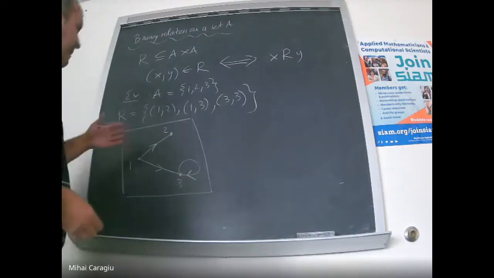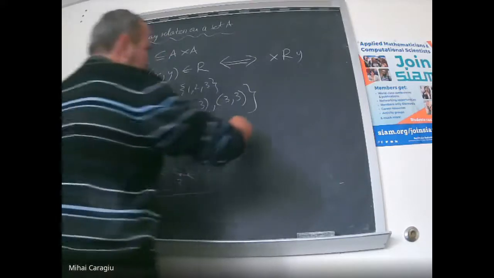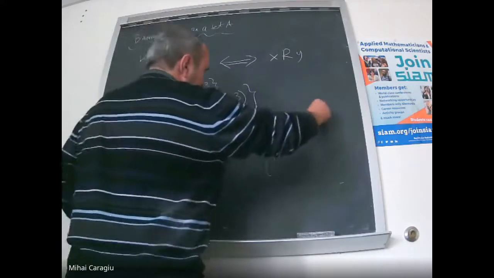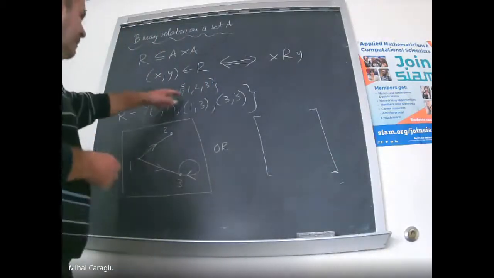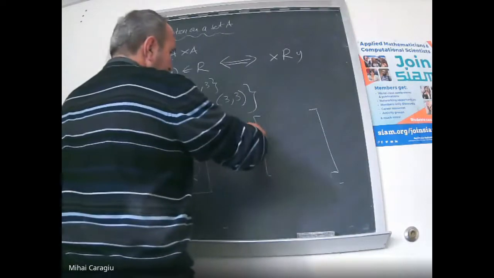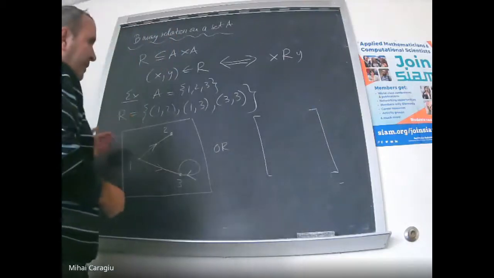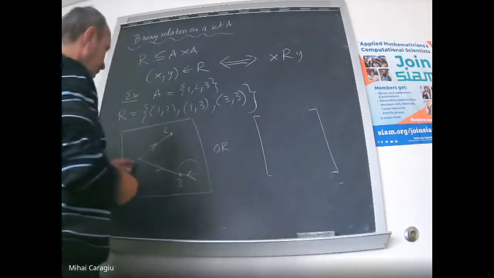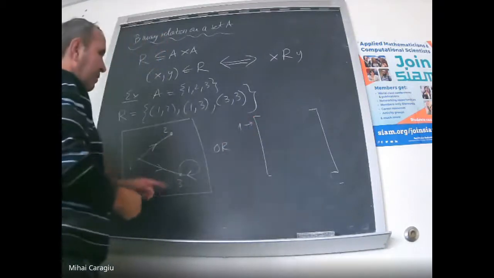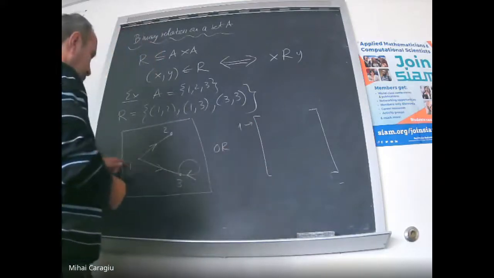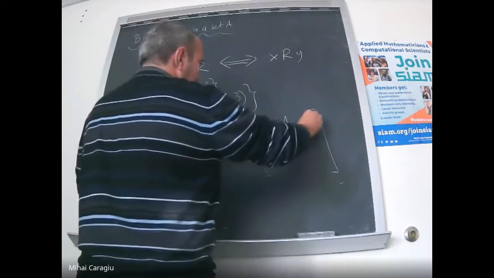Another way to represent this relation is by using a matrix. Because A has 3 elements, we use a 3 by 3 matrix. The rows and the columns of the matrix are labeled with the elements of the set A: row 1, row 2, row 3, column 1, column 2, column 3. This would be a 0, 1 matrix. Element 1, which is in row 1, is related to 2 and 3, not related to itself. There is no loop from 1 to 1, so 0 here, but 1 is related to 2 and 1 is related to 3.